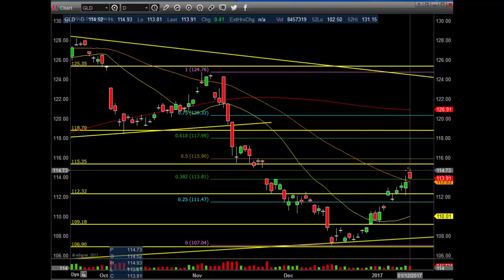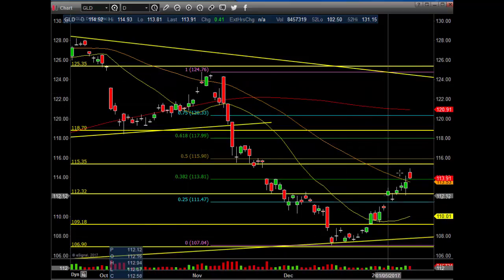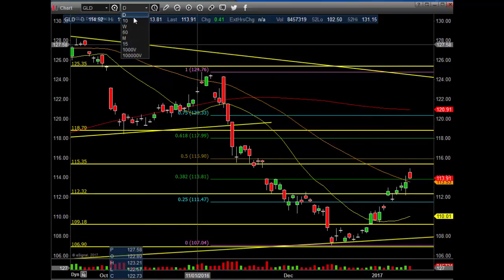But this one's hard to say, guys. No pattern, just a move up. It could be just like this one here, and then we fall again. So remember, this is slightly bearish still. Go to the weekly.